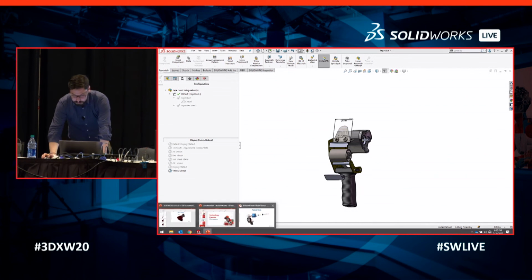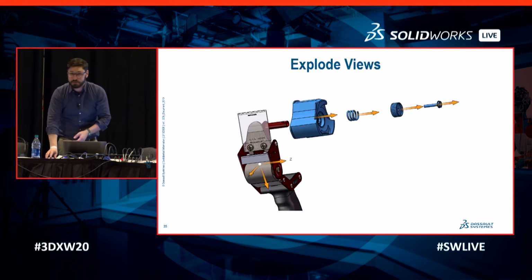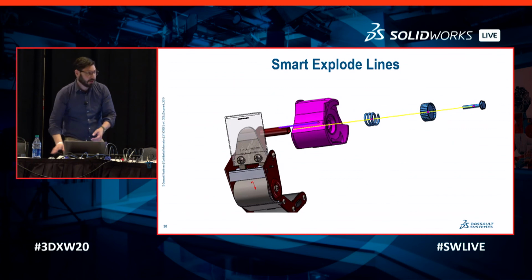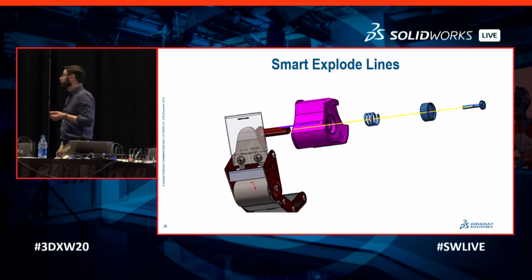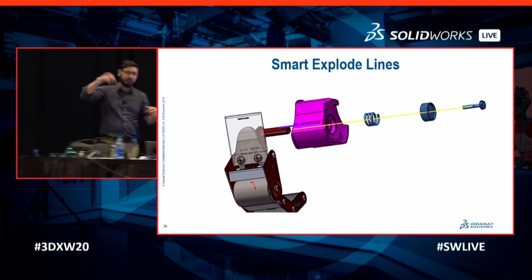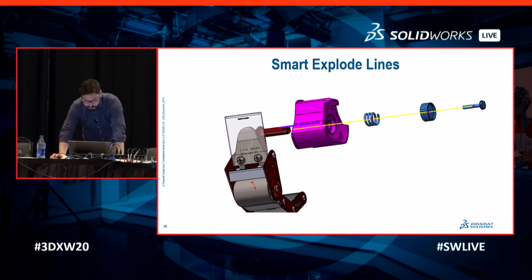You know, there's some really good resources online to watch that stuff too. You can also add smart explode lines. This was actually also in 19, so you could have explode lines that automatically show where those parts are going to snap to.